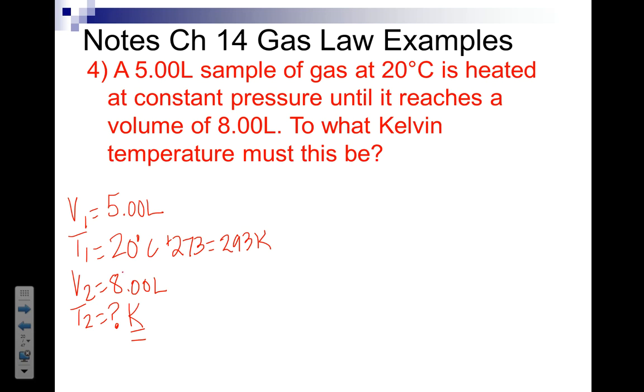Now we need to figure out what formula to write down. So refer back to your combined formula, and you will see that we're dropping out the pressure. So your formula that you're going to plug into is V1 divided by T1 equals V2 divided by T2. So let's plug into this. V1 is 5.00 liters.